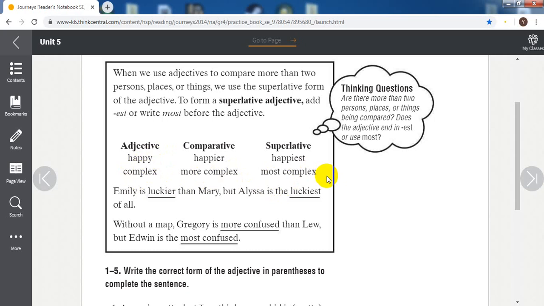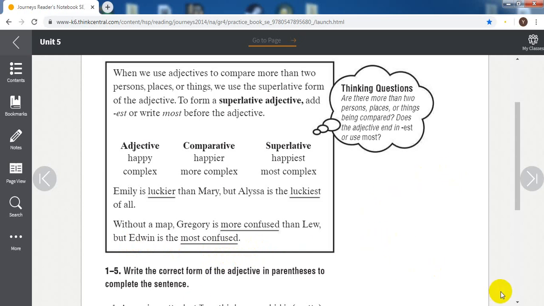Let's read the written example. It says here, Emily is luckier than Mary, but Alyssa is the luckiest of all. Without a map, Gregory is more confused than Lou, but Edwin is the most confused. Okay, you see how we use the est and most? See that they're what? That they're out of all of the options, the more than two options that we have, this one is the most out of them, right? Okay.